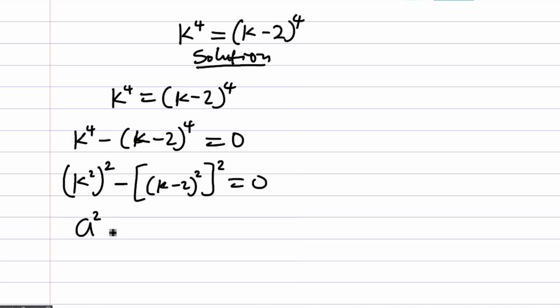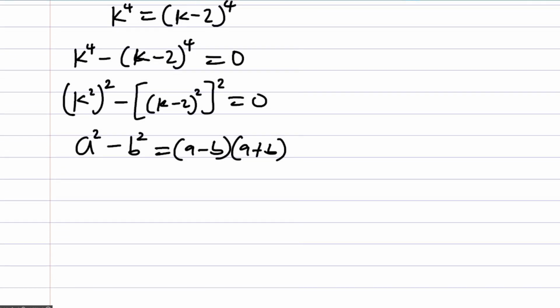If I have the first person squared minus the second person squared, this is the same as saying first person minus second person, multiplied by that same first person plus second person. So if you know this, let us apply it to this one.